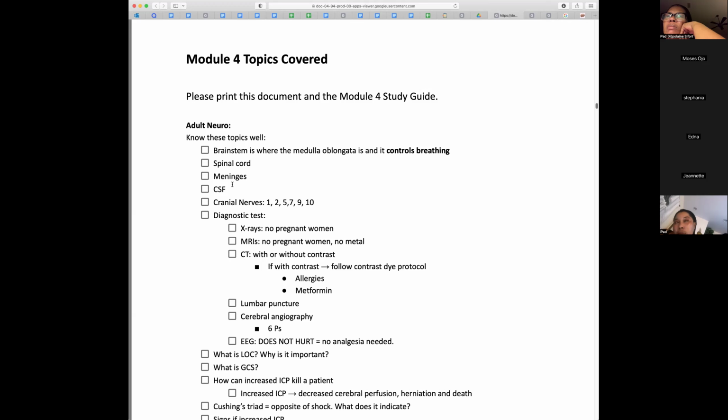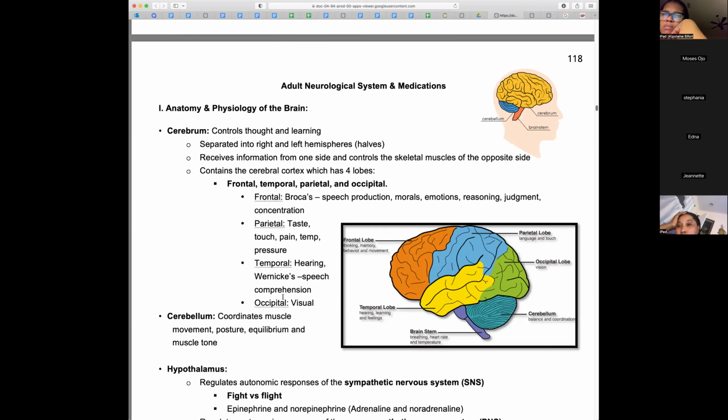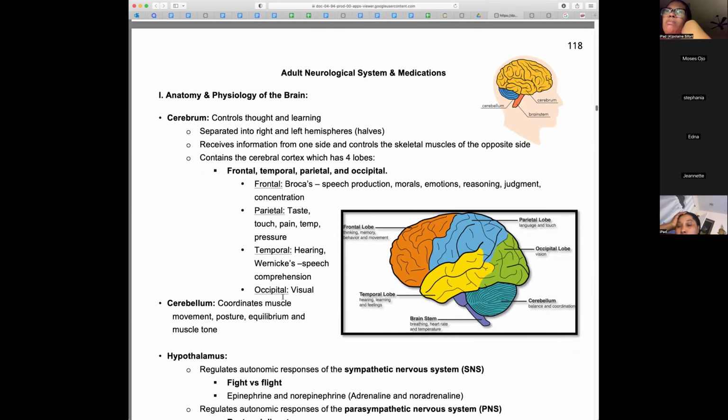Okay, so for homework, you have to read module 4, minimum the neuro section. Module 4 is kind of long because it has the 4 systems in it, but minimum, I want you to read adult neuro, and then do the adult neuro flashcards and the cranial nerve flashcards. Okay, so we're going to start on page 118.